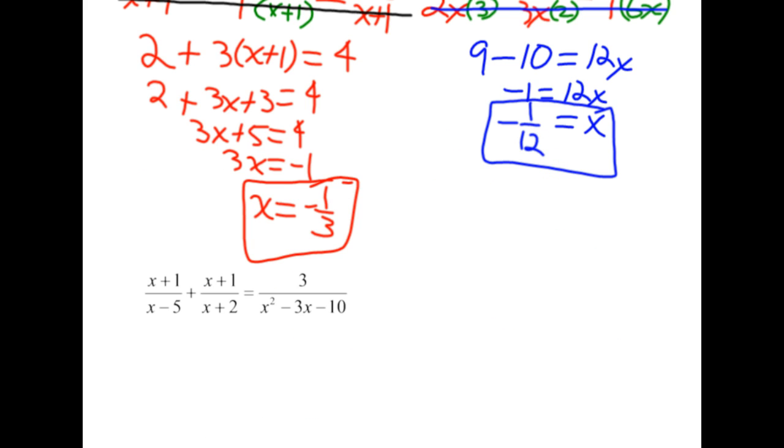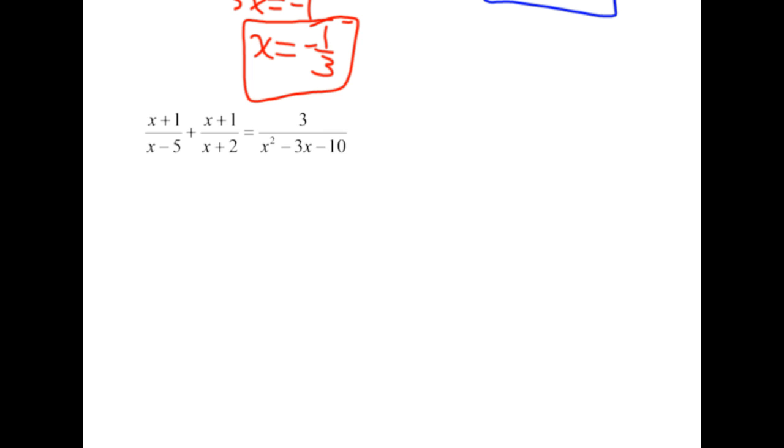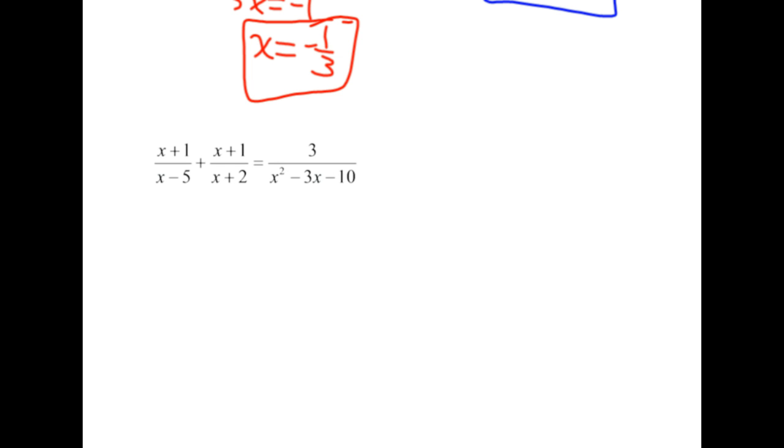All right, take a look at this last example here. This is a more complicated one. In this equation, I've got x plus 1 over x minus 5 plus x plus 1 over x plus 2 equals 3 over x squared minus 3x minus 10. Now I look at this first bottom. He doesn't factor, so I don't have to worry about him. The second bottom, x plus 2, he doesn't factor, so I don't have to worry about him.